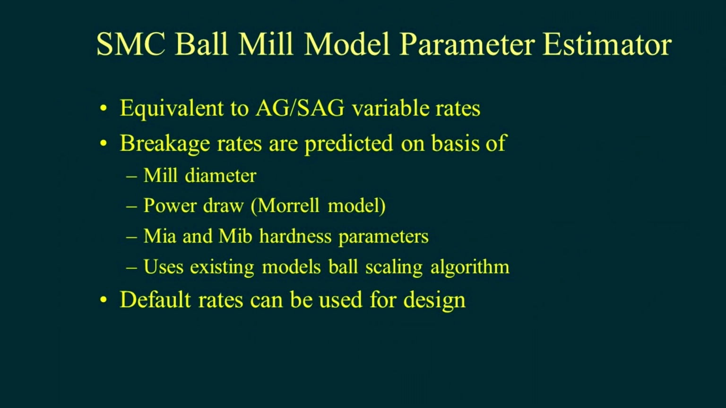Just as with the AG and the SAG mill model, I've been spending quite some time looking at ball mill breakage rates, and there will be, in due course, another cheat where you will be able to put in your ball mill conditions. You'll need the MIA, if you remember that came from the SMC test, and the MIB, that comes from the ball mill work index test. And that cheat will give you the rates that you have to put into the JKSimMet model. So it'll tell you what you need to do.